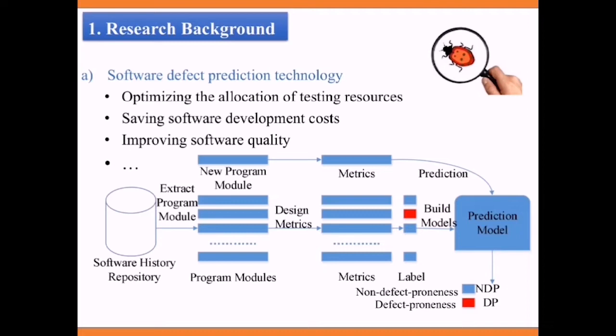Software defect prediction is an effective method to improve the efficiency of SQA activities. By accurately predicting the defect probability of program modules in the software system, developers can design a reasonable test resource allocation plan, thereby reducing the cost of software development and improving the quality of the software.